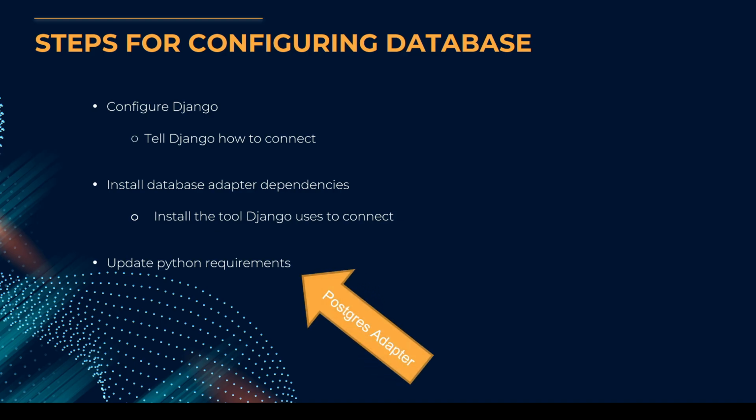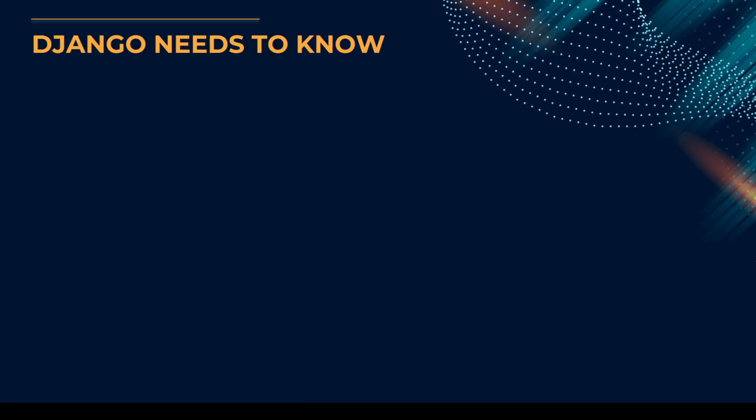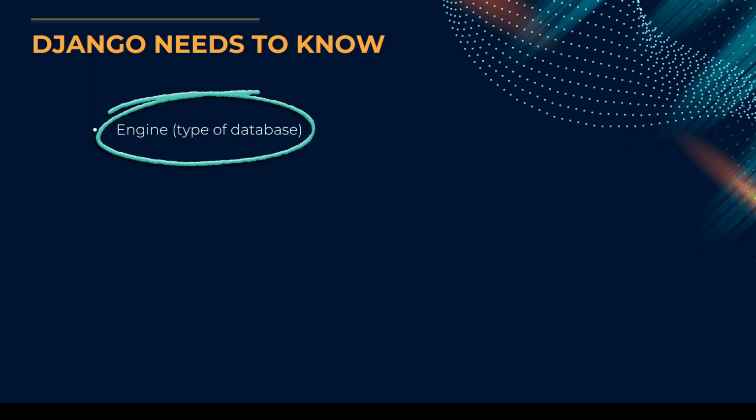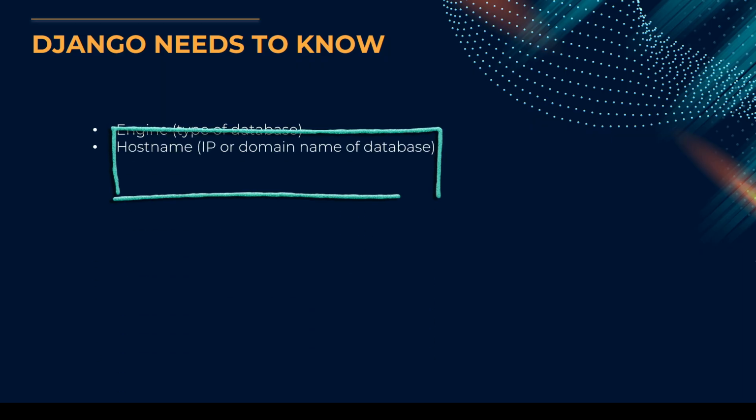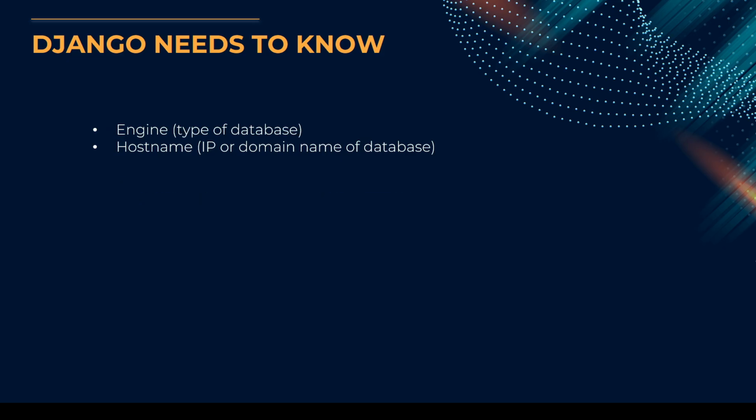So before Django can connect to our database, it needs to know the following. The engine, which is the type of database, in our case is going to be the Postgres engine. The host name is either the IP address or the domain name of the database. This is the address that Django will use to connect to the database. The port number is usually the default for Postgres, which is 5432. We are going to leave it as the default.